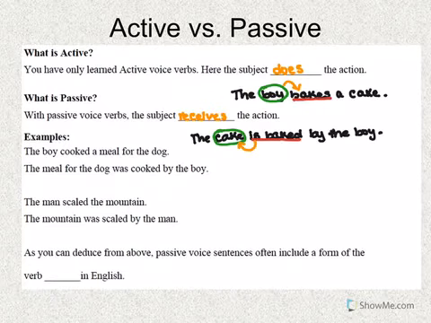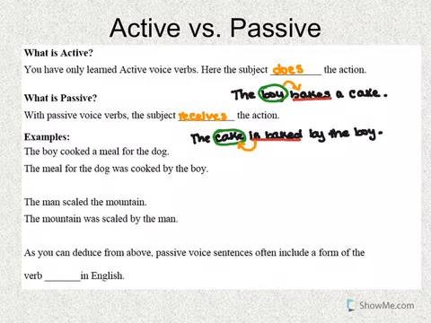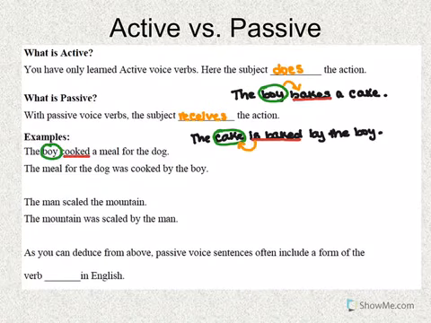Let's look at a couple other examples. First, we have the sentence, the boy cooked a meal for the dog. What a lucky dog. In this case, our subject is the boy, and our verb is cooked. Is the subject doing or receiving the action? If you guess doing, that's great. The boy is the one who is doing the action. He's the one who cooked the meal for the dog. And so here we have an active voice verb.